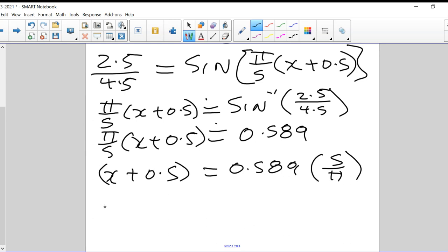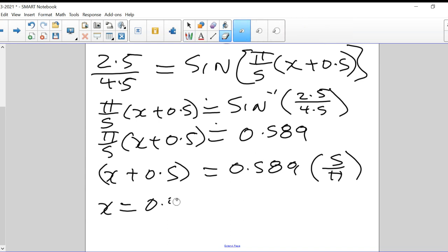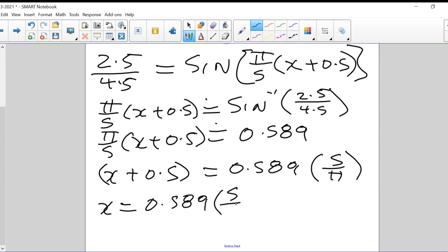So go ahead and do that. And then let's do this. So x is going to be equal to 0.589 times 5 over pi, but minus 0.5 this time. So go ahead and tell me what that is. Thank you, Jeremy. Go ahead and tell me what that is, right? So 0.589 times 5 over pi minus 0.5.